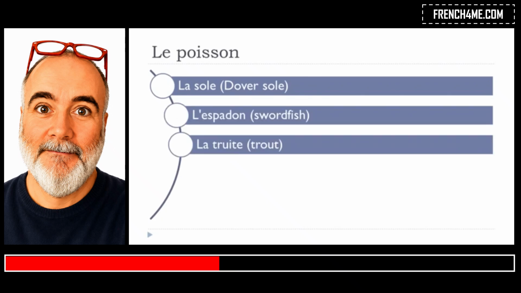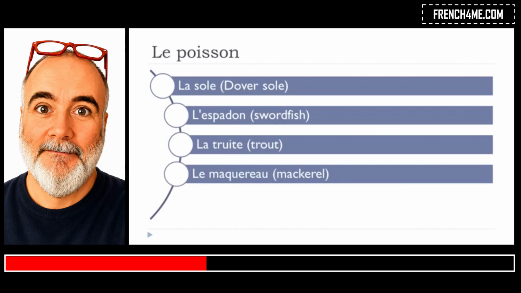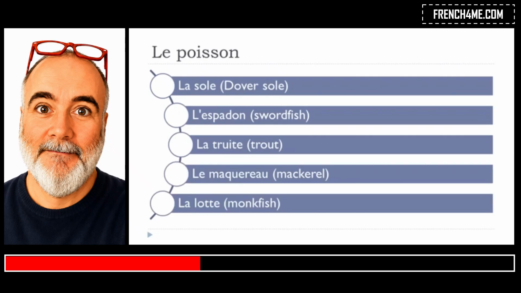L'espadon, la truite, le maquereau, la lotte, la sole, same thing, don't insist on the final E, okay, it only gives you the L sound, sole. L'espadon, O-N in your nose, nasal, on, espadon. La truite, same thing here, final E not pronounced, t, la truite.